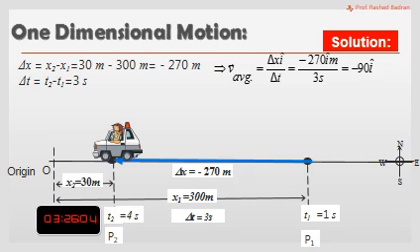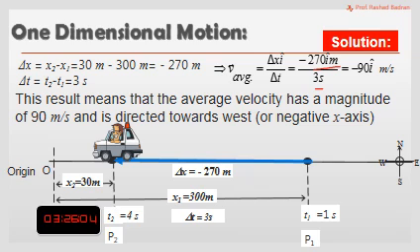And then writing down the result for the displacement, which is minus 270 meter in the negative direction, and divide that by 3 seconds, we'll get an answer of minus 90 i hat. This means that the average velocity has a magnitude of 90 meters per second, and its direction is due west.